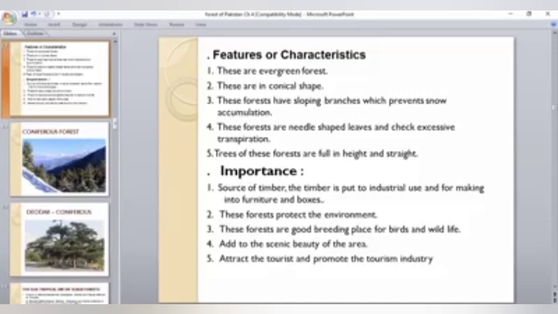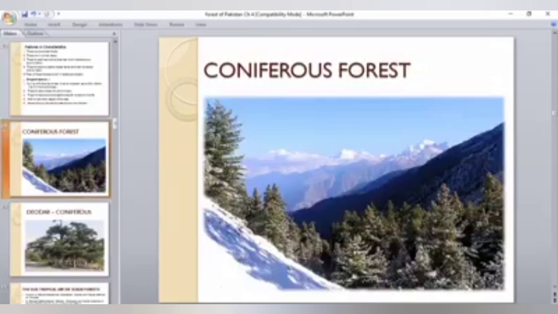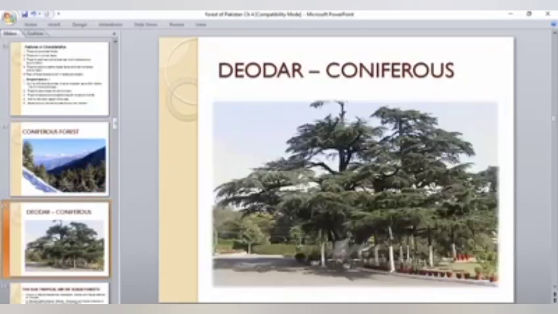It adds to the scenic beauty of the area, attracts tourism and promotes the tourism industry. This is a picture of coniferous forest. This is coniferous type deodar found in Islamabad.